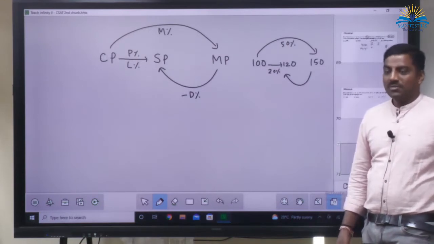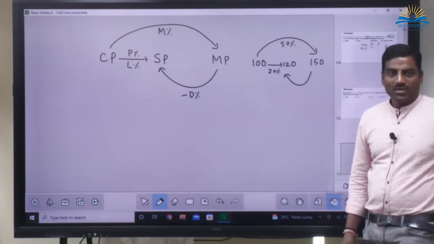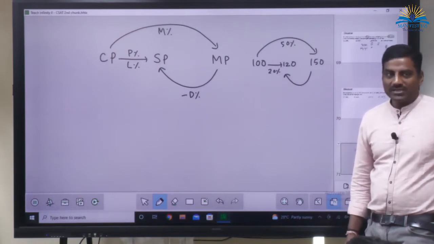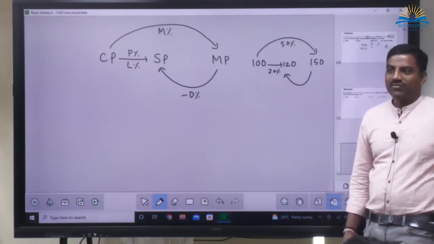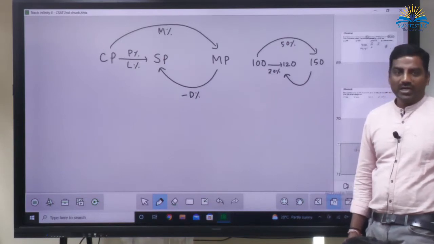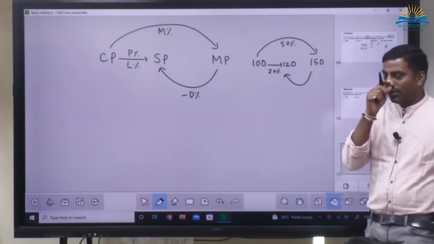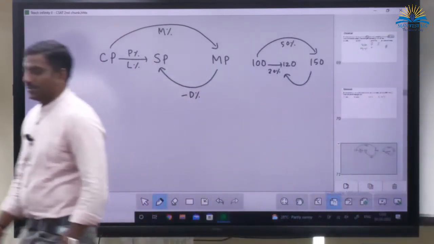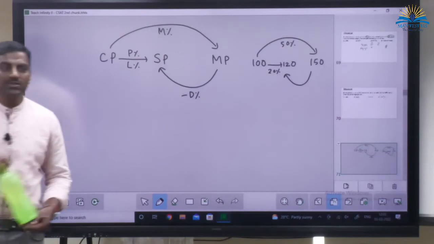Imagine that you have gone to a shop and you are purchasing a piece of cloth on which the market price is 150. Finally, that fellow is giving it to you at 120. What is the profit? What is the discount? How much percentage? What is the discount percentage?